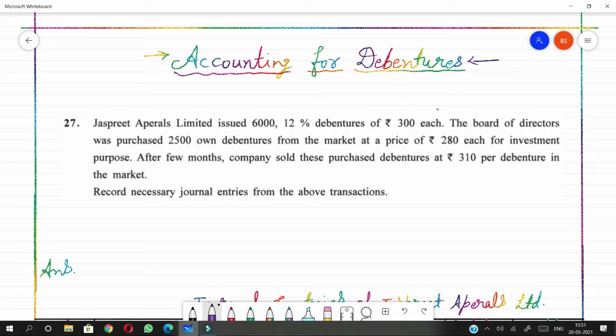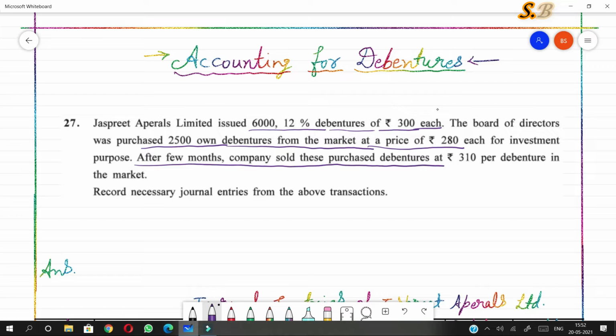Sum number 27. Jaspreet Apparels Limited issued 6,000 12% debentures of rupees 300 each. The board of directors purchased 2,500 of its own debentures from the market at a price of rupees 280 each for investment purposes. After a few months, the company sold these purchased debentures at rupees 310 per debenture in the market. Record the necessary journal entries from the above transactions.